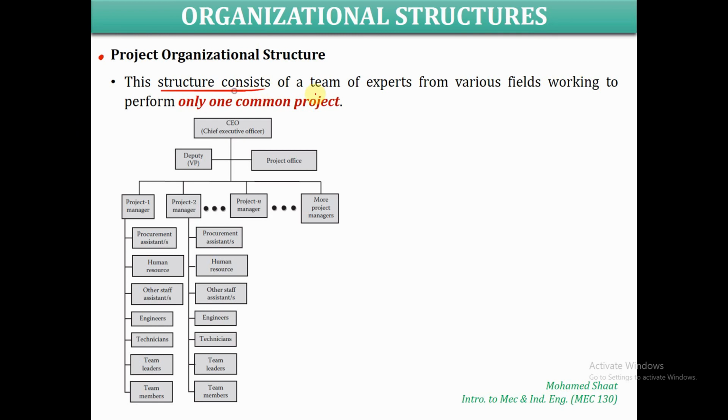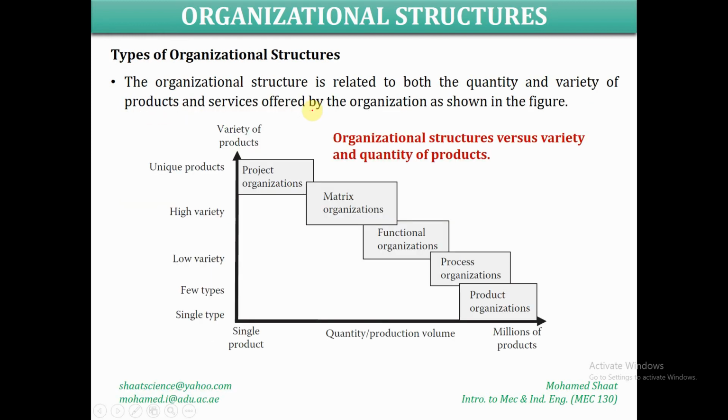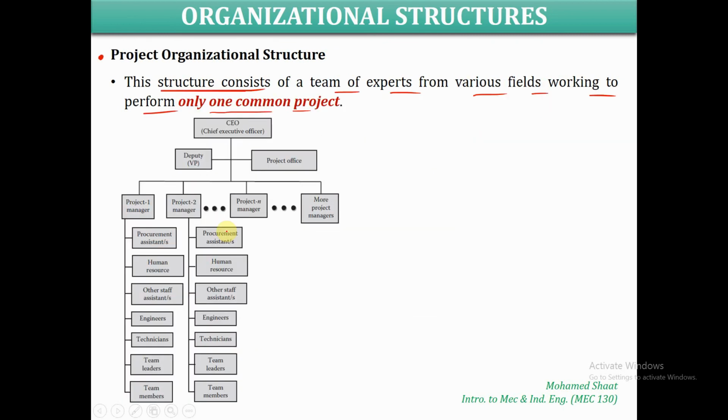This structure consists of a team of expertise of various fields working to perform only one common project. As we said, in a project organization they are working over a unique, single product. In that case, this product will be named a project that they have to perform. What unifies these people in one organization is this project itself.